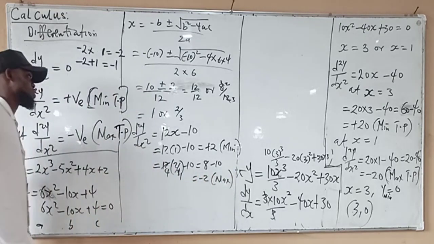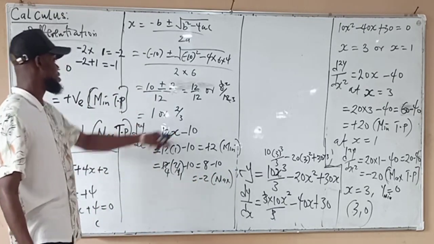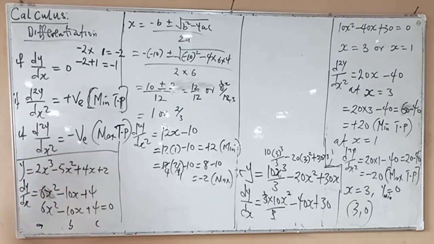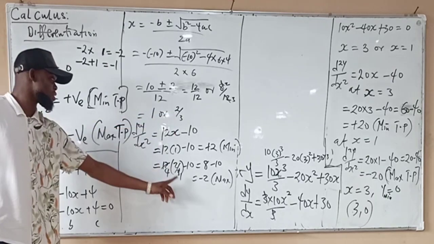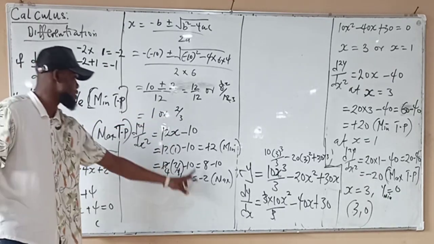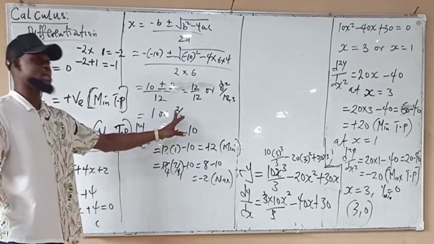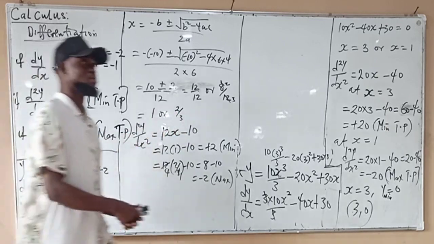So we get maximum turning points occurring at x equal to 2 over 3. The minimum and the maximum: this one gave us a negative value, and we tested it. So this is the maximum, and this one is the minimum turning point.